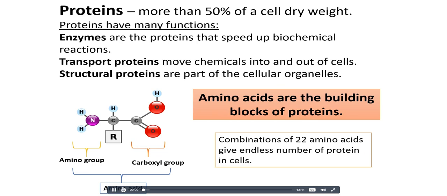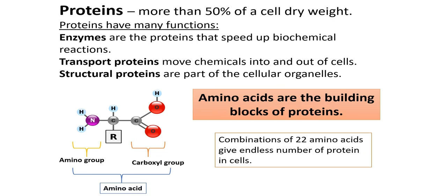Next, we're talking about proteins. If we remove water from the cell, more than 50% of the cell dry weight will be proteins. This is why they say that we have protein life on Earth, because more than 50% of the dry weight of our cells is made up of proteins.